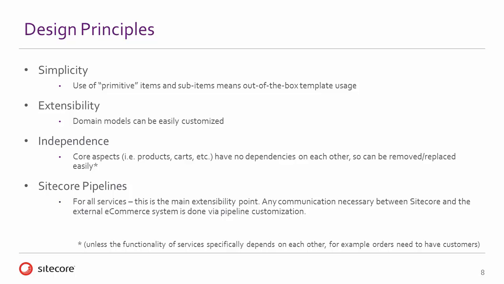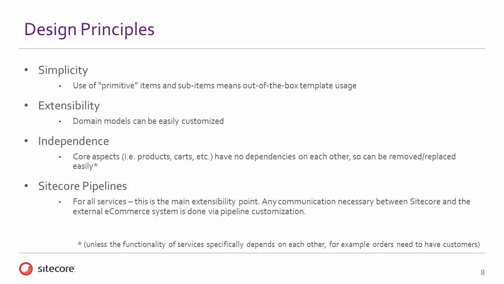Third is independence. So all of those core aspects, products, carts, etc., they have no dependencies on each other, so they can be removed or replaced easily. So remember, I gave that early example of potentially using Commerce Connect to synchronize just that product data. Well, all those other aspects of Commerce Connect that are much more e-commerce related that you don't need to use, you can easily pull those out without having to worry about dependencies.